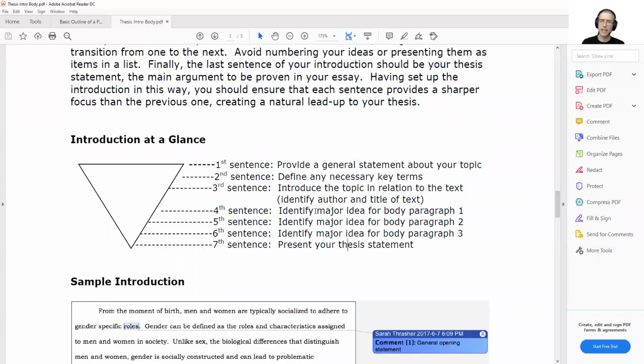But the major idea is like a supporting argument. So if my thesis was something like, well, Star Trek is better than Star Wars, which it is, but that's something for another day. Star Trek is better than Star Wars. Okay. These three main ideas would be three reasons why Star Trek is better than Star Wars.